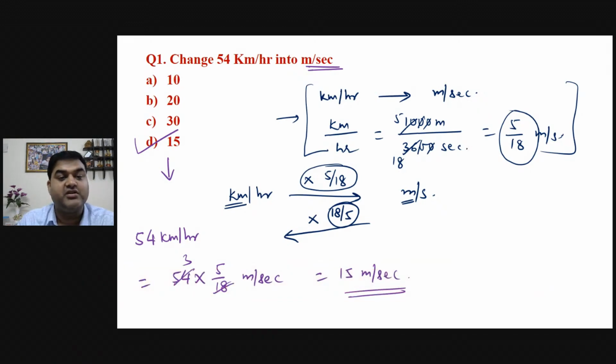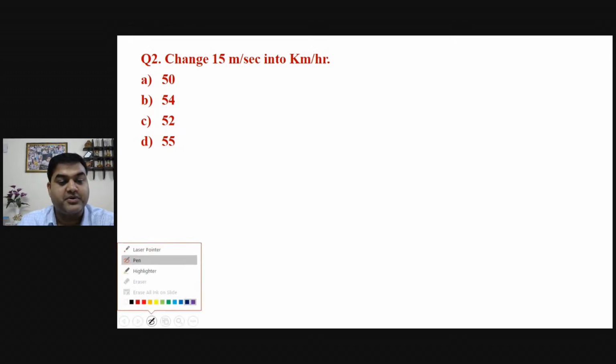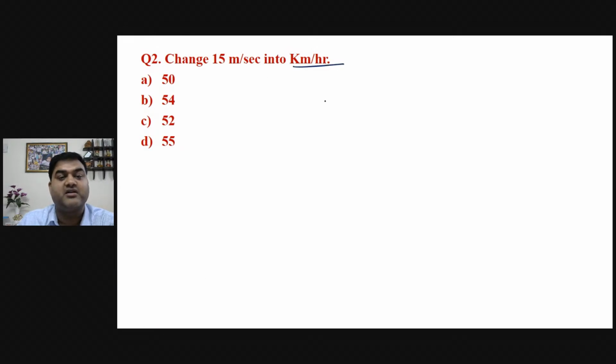So the answer is 18 meter per second. Let's see the second sum. What they have given: change 15 meter per second to kilometer per hour. So similarly, 15 meter per second is given. What we will do: 15 into, instead of 5 by 18, this time 18 by 5.